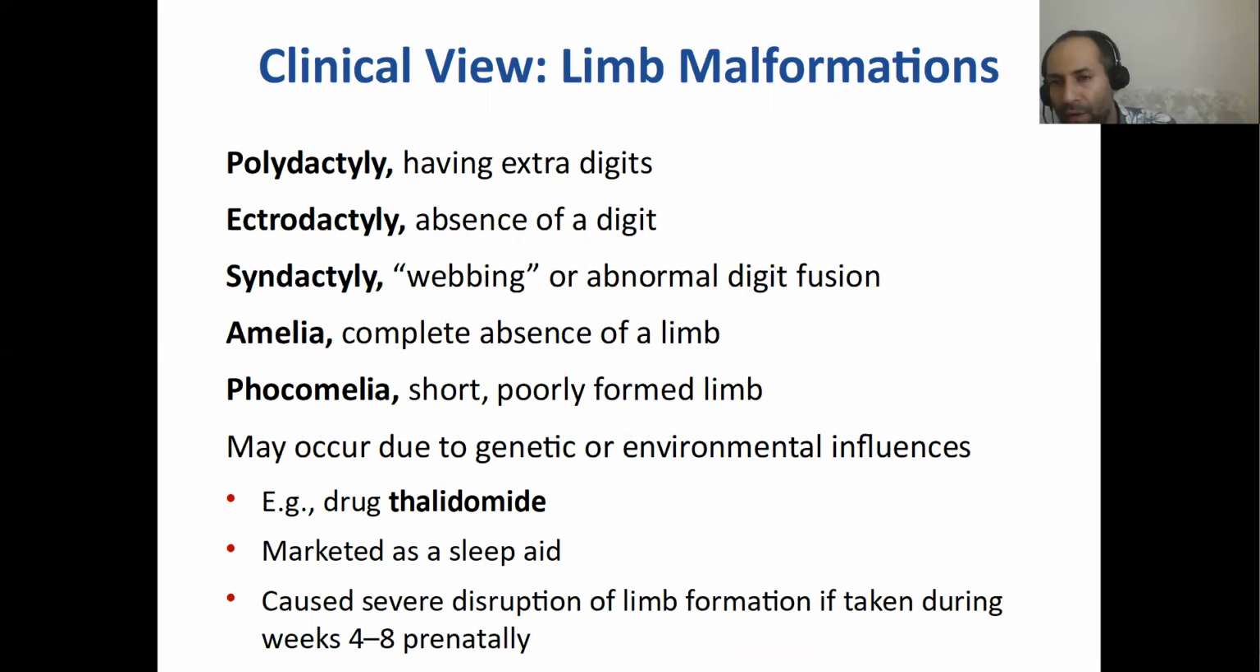And we had webbed fingers as I mentioned before. By 7 months of pregnancy, apoptosis causes your fingers to separate out, and your toes. Amelia is a complete absence of a limb. Phocomelia is a short or poorly formed limb.